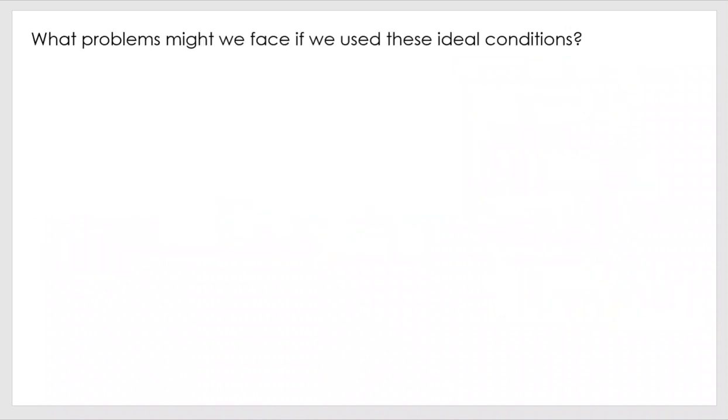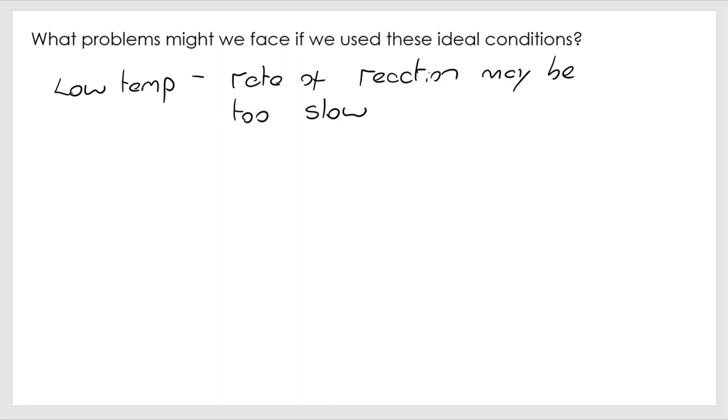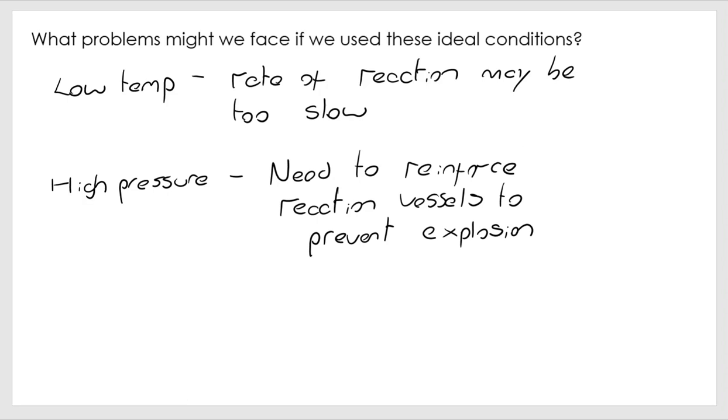Now, we might have problems here. Why might we not choose to use those conditions? You might want to think back to your knowledge of the Haber process and the work done on equilibrium with that. And the low temperature, it might be that the rate of reaction is just too slow to make it feasible. And a high pressure is great, but you've got to make sure that the machinery, that the vessels are reinforced so that they can withstand the higher pressure.